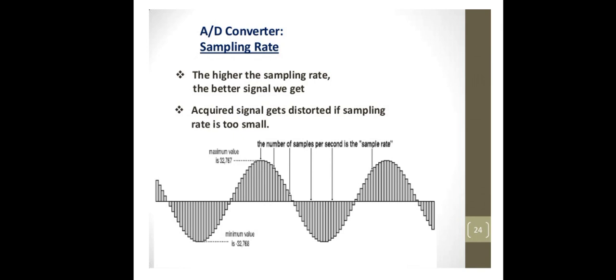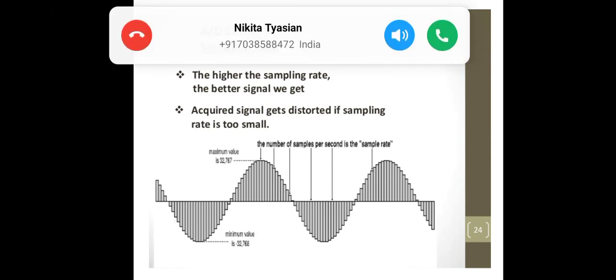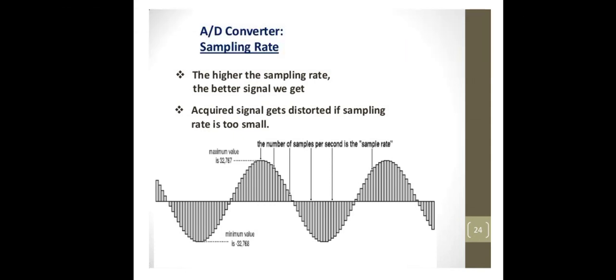This is the number of samples per second, the sampling rate. The higher the sampling rate, the better the signal. The acquired signal gets distorted if the rate is too small. Then this is the minimum value and this is the maximum value. This is the sampling of the continuous signal into digital form.